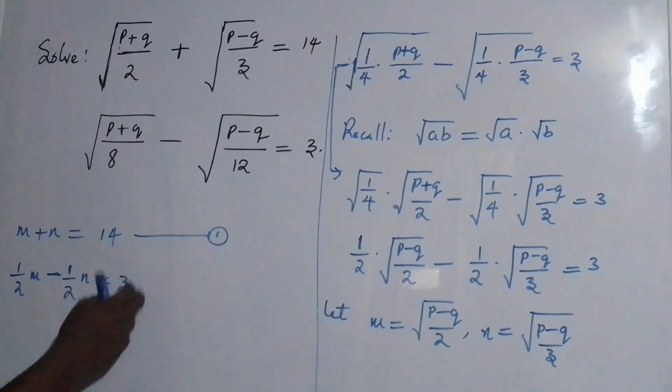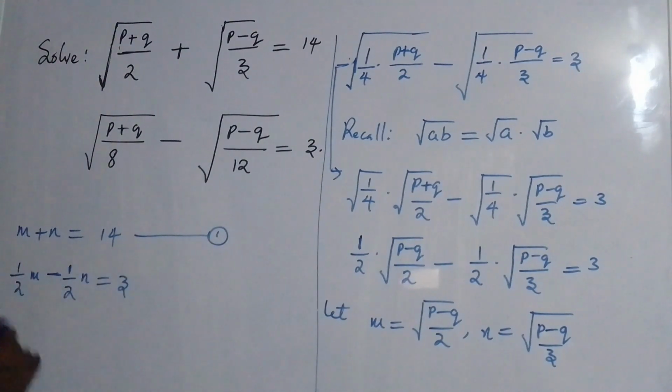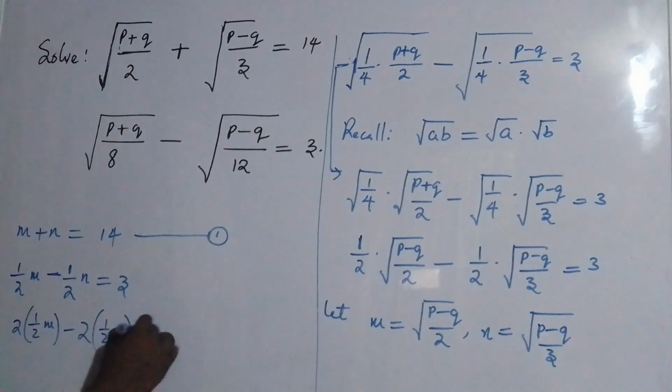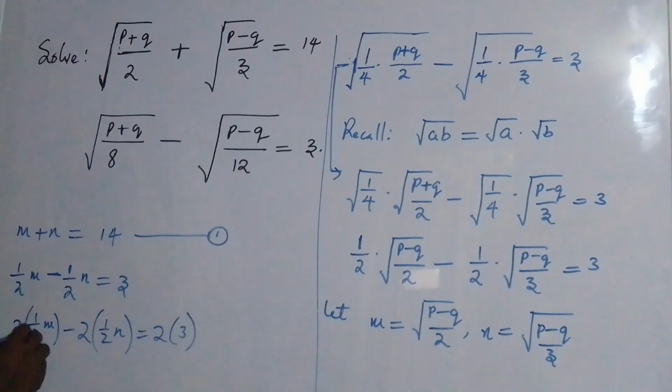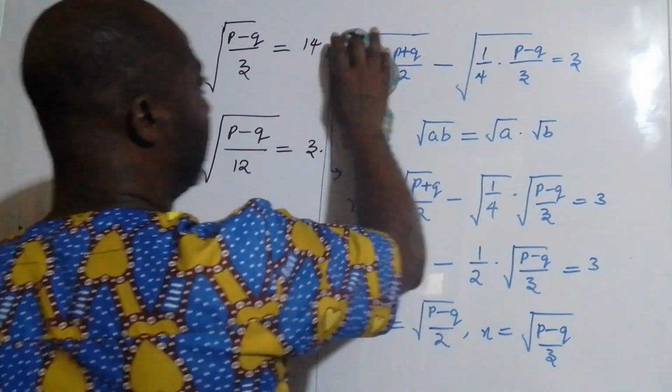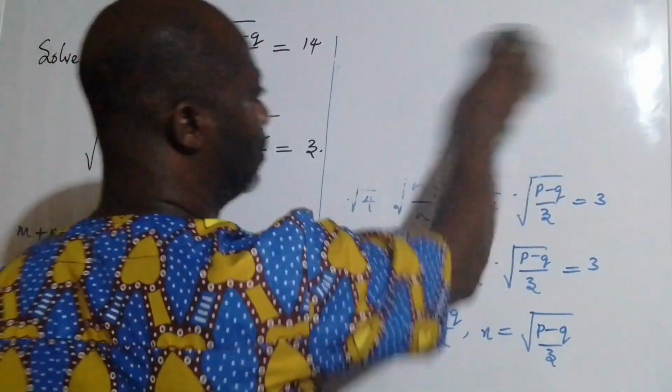So let's rewrite this. Since we have denominators of 2, I multiply everything by 2. 2 times half m minus 2 times half n equal to 2 times 3. So this gives me m minus n equal to 6. I call this equation 2. So now from equation 1 and 2, I'm going to come over here and rub off all of this.